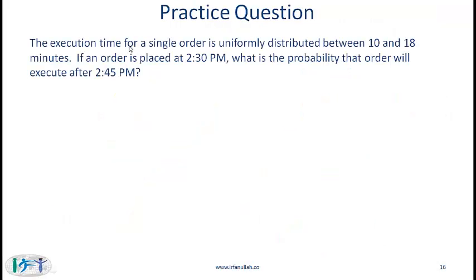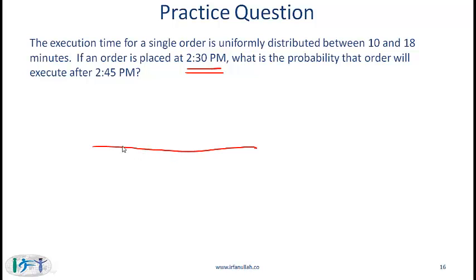Let's look at this practice question now. The execution time for a single order is uniformly distributed between 10 and 18 minutes. If an order is placed at 2:30 p.m., what is the probability that the order will execute after 2:45? So here is how you can do this.